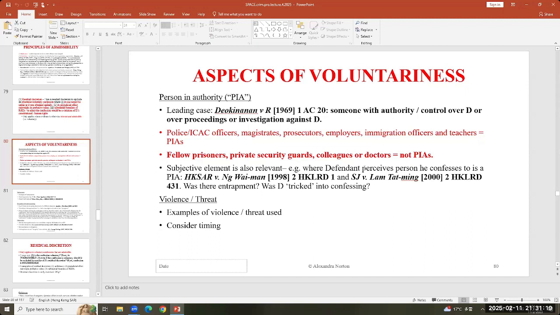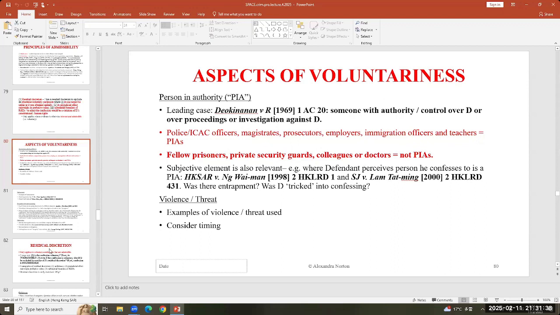But actually what happens in that case is the court considered its residual discretion to exclude the confession, because it was unfair in the circumstances for him to basically be entrapped into confessing by the active role that the officers took.